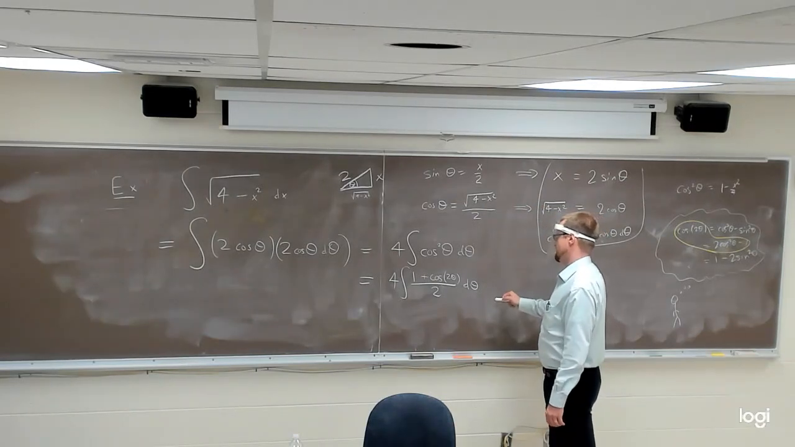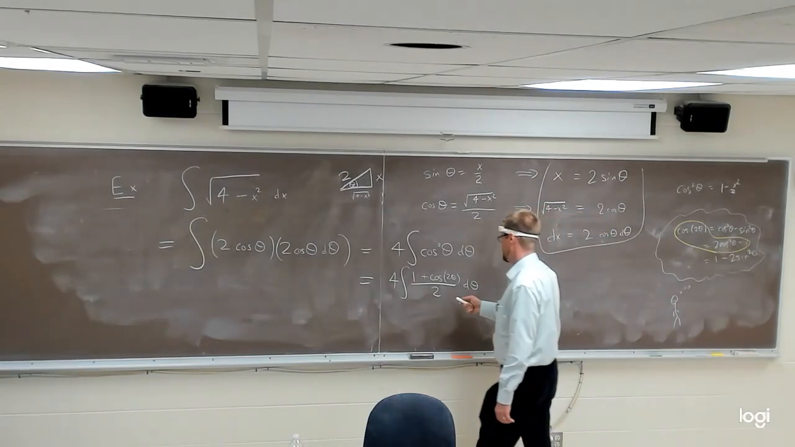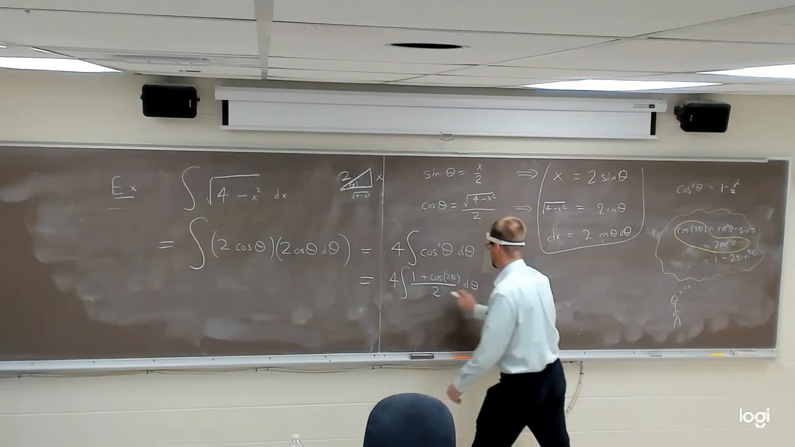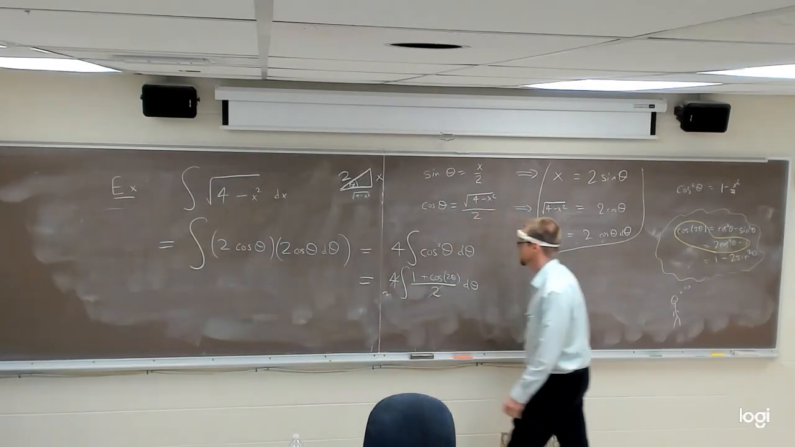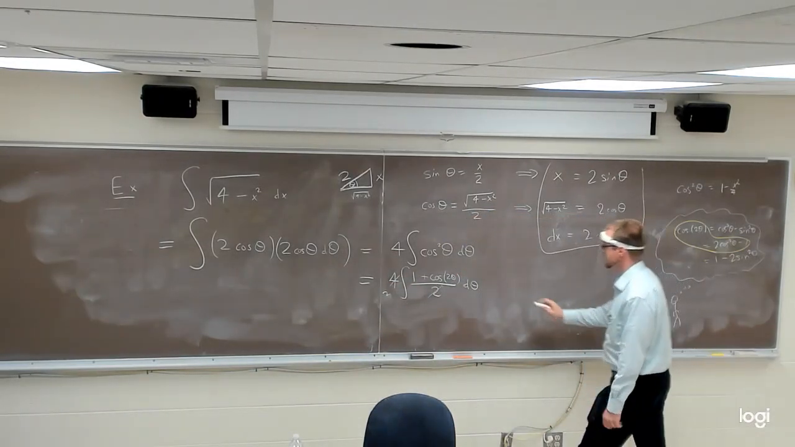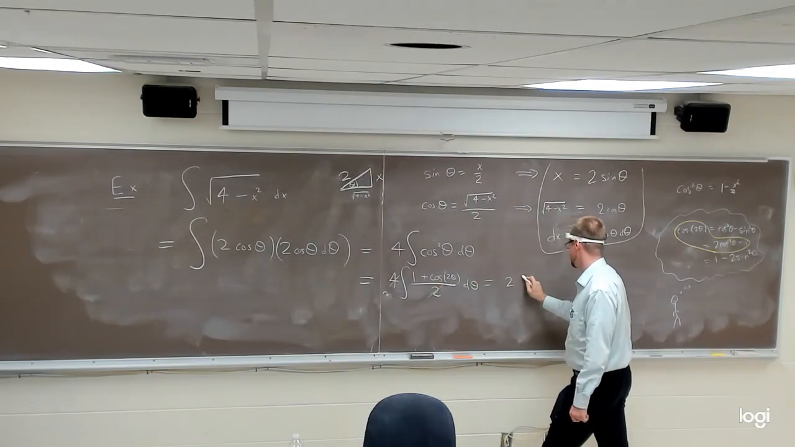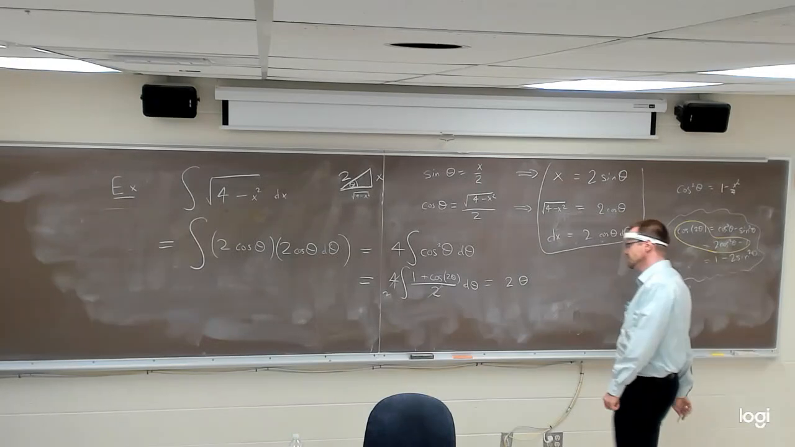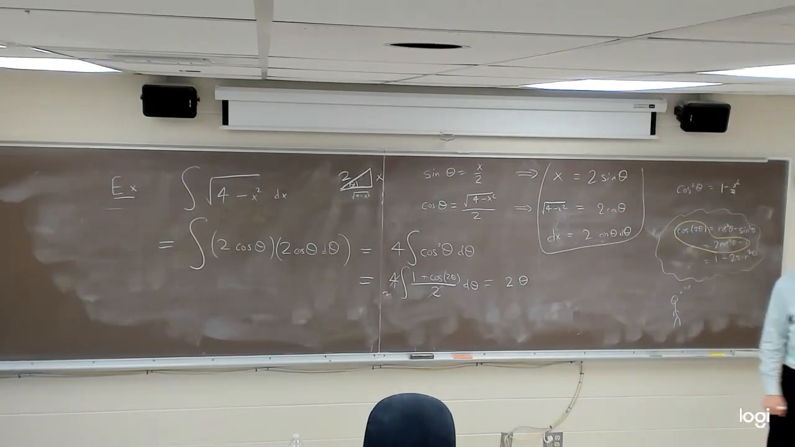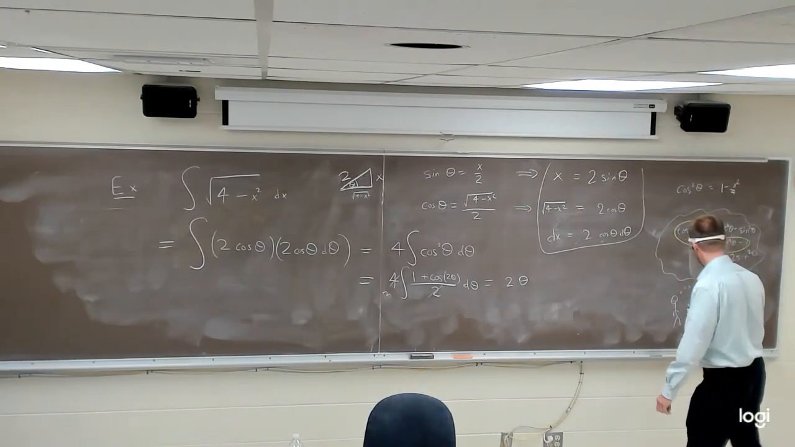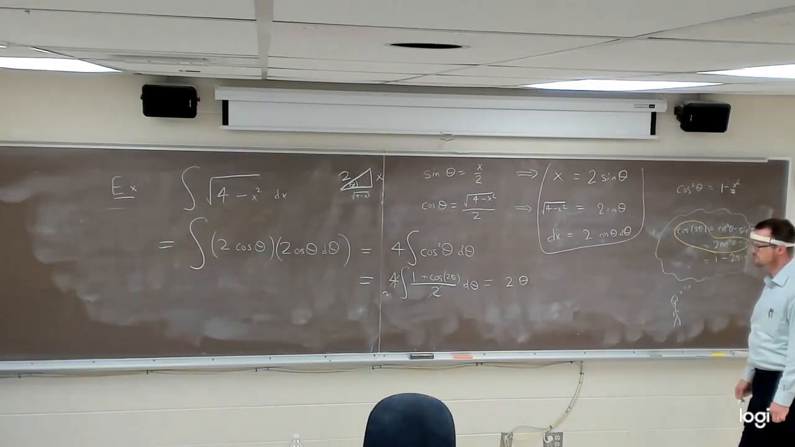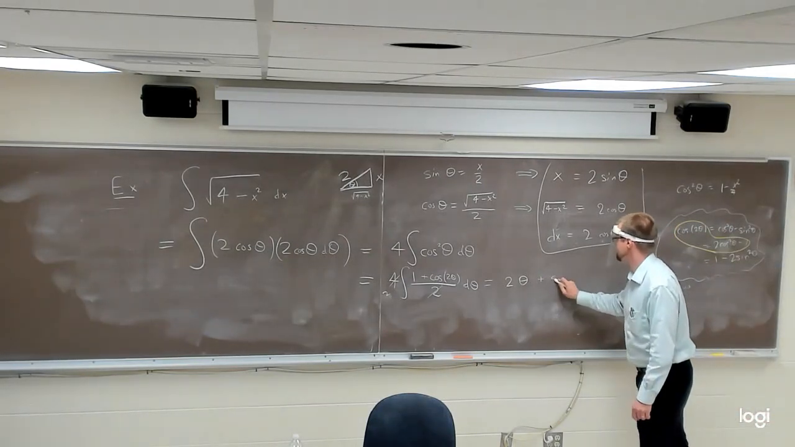All right. So I can cancel a 2, turn that 4 into a 2. So I can integrate term by term. The integral of 2 is 2 theta. And then I need the integral of 2 cosine of 2 theta. That's sine of 2 theta.